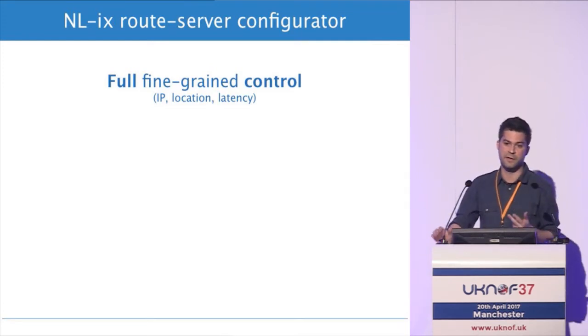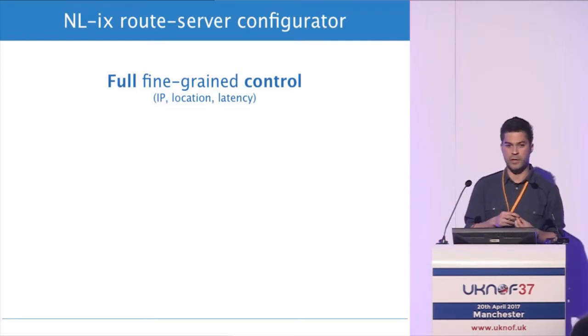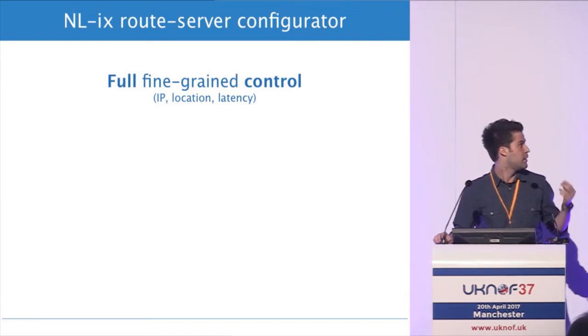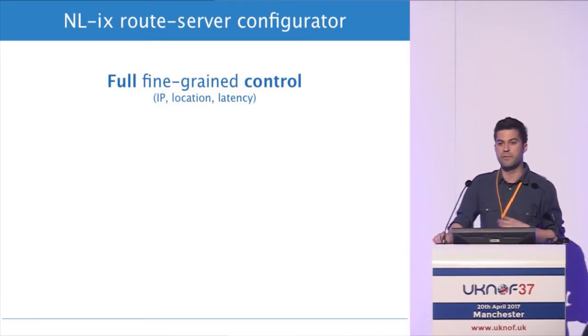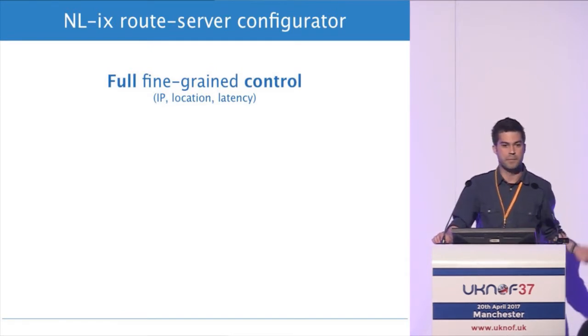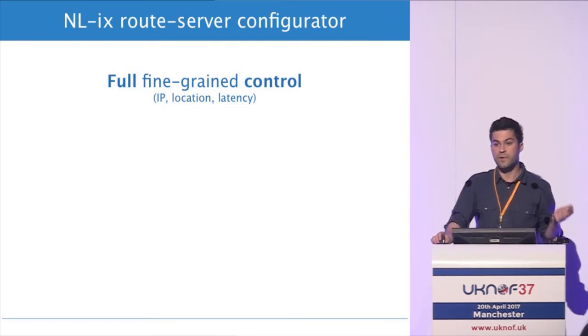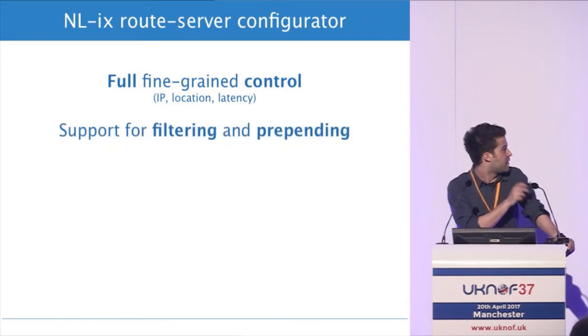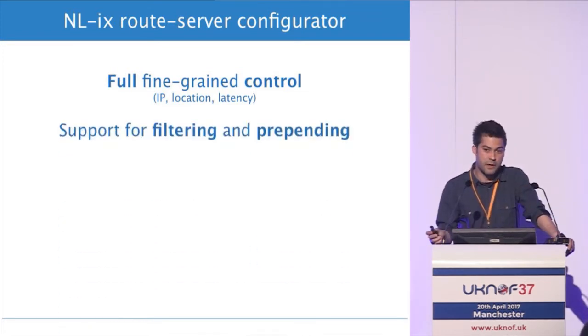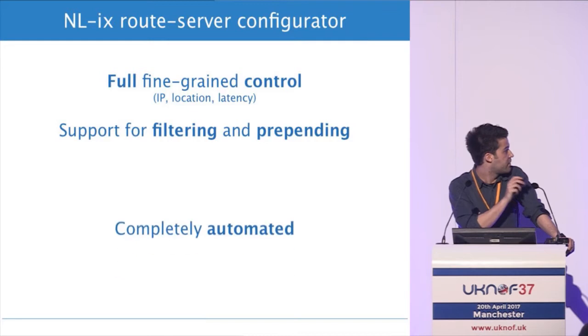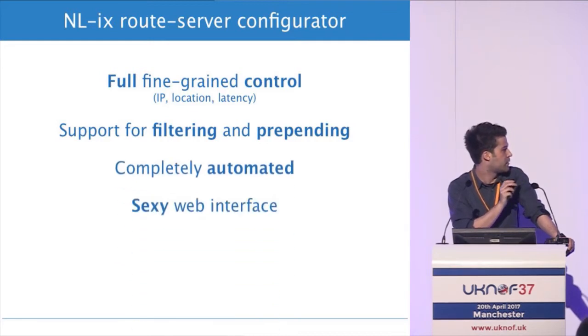And the nice thing is that these three factors are not excluding each other, but they get combined. This means that you can decide to peer with everybody within 10 milliseconds, but not connecting in Amsterdam, and if there are a couple of specific guys that for some reason you don't like, you can just filter them out. It supports filtering and prepending for the advertised prefixes. It's totally automated. It has a really nice web interface that I'm going to show you in a bit.